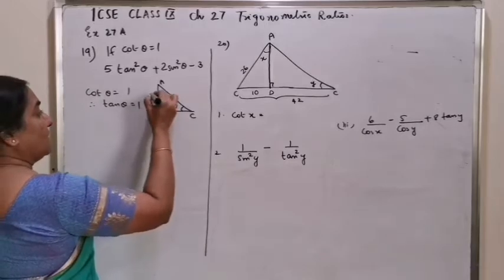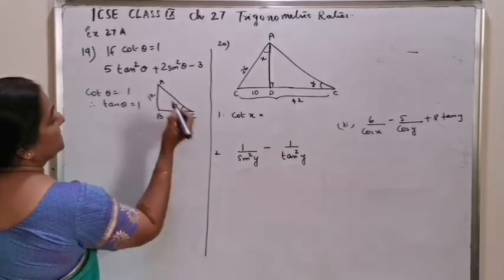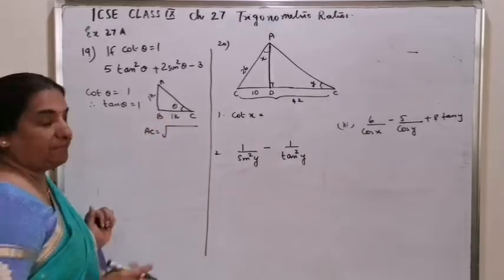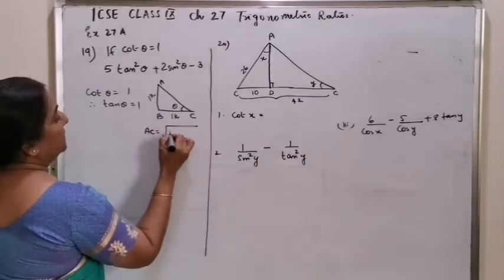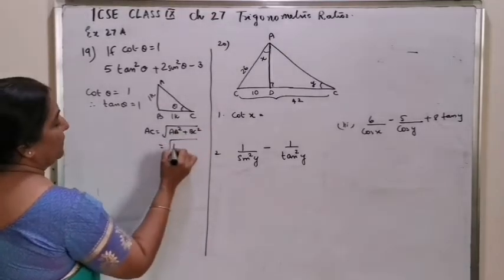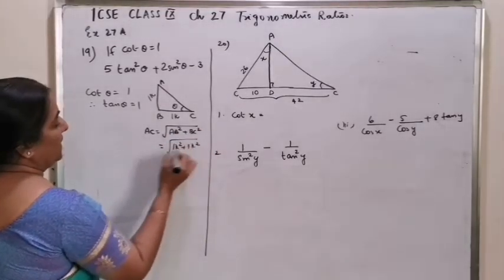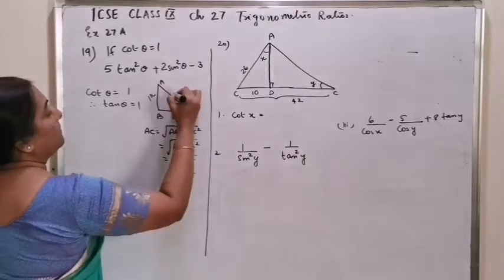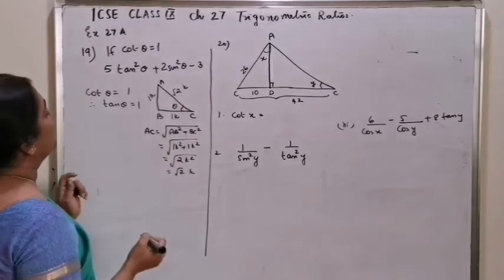Tan is AB by BC here. To find out AC, AC is equal to the square root of AB square plus BC square, square root of 1k square plus 1k square, square root of 2k square, or root 2 into k.